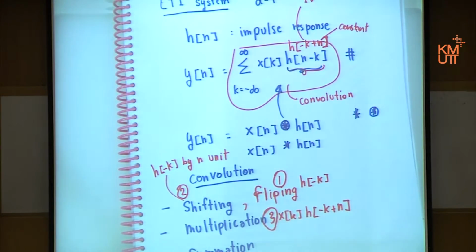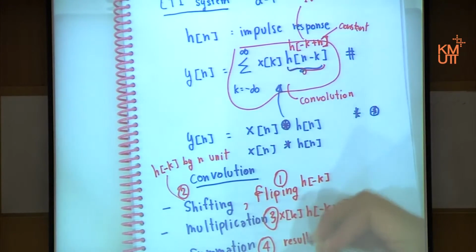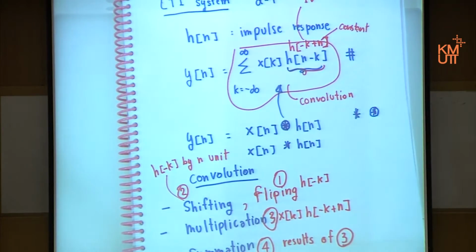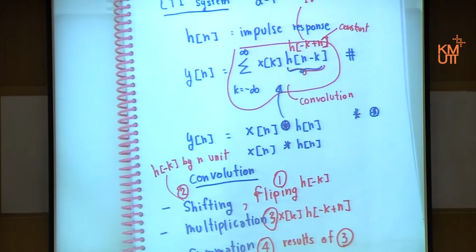When you multiply each pair of x[k] and h[-k+n], you just sum the result of the multiplication that you already performed in step 3. So here are the steps of convolution: flipping, shifting, multiplication, and summation. So you have 4 operations.